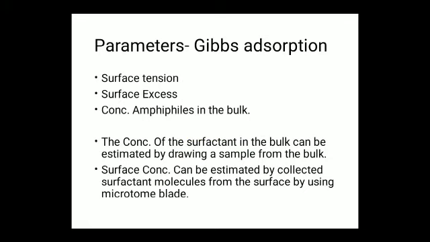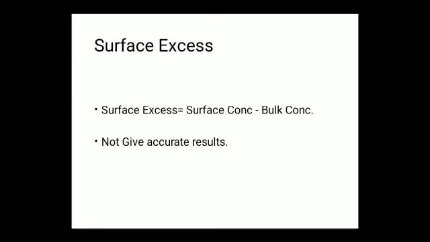Next, the surface concentration can be determined by collecting samples from the surface using a microtome blade. The collected surfactant molecules from the surface are estimated by suitable methods. After determining the concentration of surfactant at the bulk and at the surface, we calculate the surface excess. Surface excess can be calculated by using the following equation: surface excess is equal to the surface concentration minus the bulk concentration.